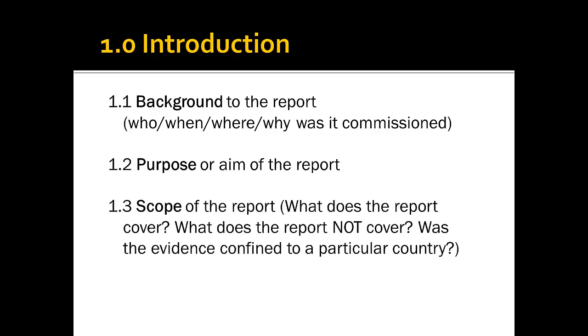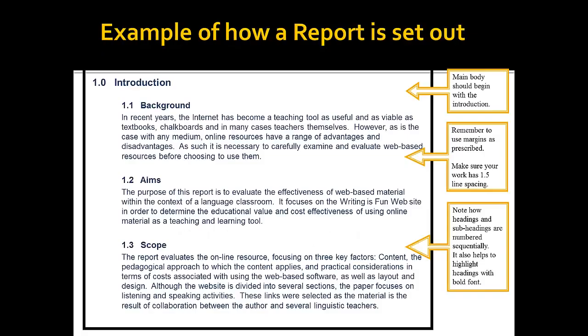And then the scope of the report. So what does the report cover? And then what does it not cover? That might also be included. So for example, if you're not going to look at the cost of implementing these things, then you could say that that's not included. And you might also talk about other things like whether the evidence was confined to a particular country or not. So you might do some research and find stuff from the UK, but there's nothing specifically on Australia. You would have to say where you got that evidence from. Not all of them include that, but the main thing here is that you cover an overview of what is in the report.